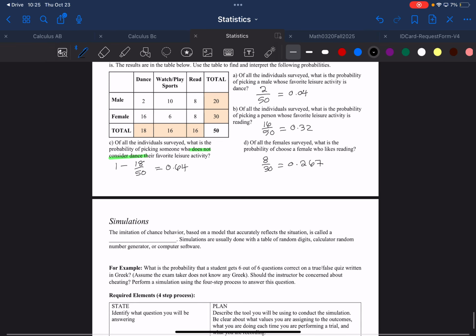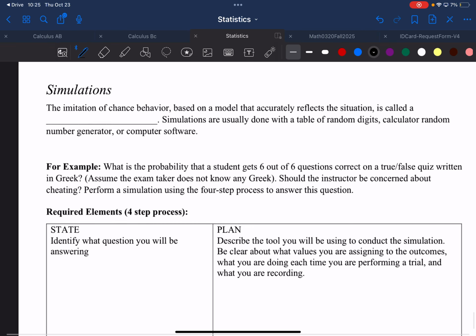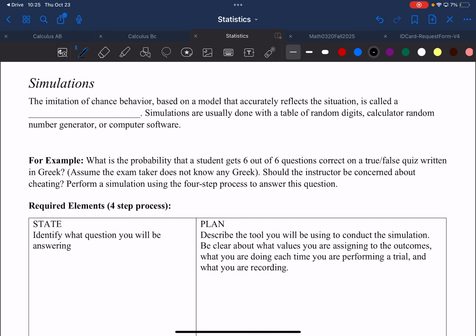And then the last topic was simulations. I will be posting a video going over it in depth, so you're not just going to have the video that I posted the other day. The imitation of chance behavior based on a model that accurately reflects the situation is called a simulation. Simulations are usually done with a table of random digits, a calculator, random number generator, or computer software, or in our case, Desmos. We would use the random number generator on Desmos.